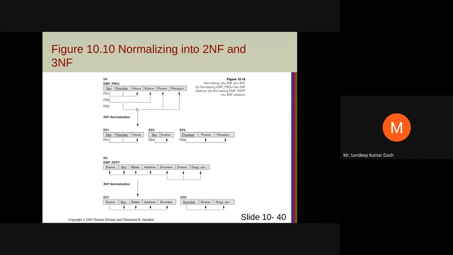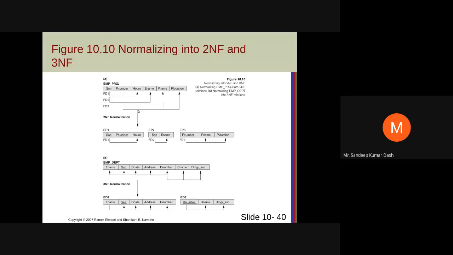Similarly, P name and P location are dependent only on P number, not on SSN. So FD3 is also not allowed because this is also a partial functional dependency. So when a relation is given with the functional dependency set, you draw a figure like this and draw the arrows. This is a full functional dependency, and these are partial functional dependencies. So you have to fragment the relation in such a way that the partial functional dependencies become full functional dependencies somehow.